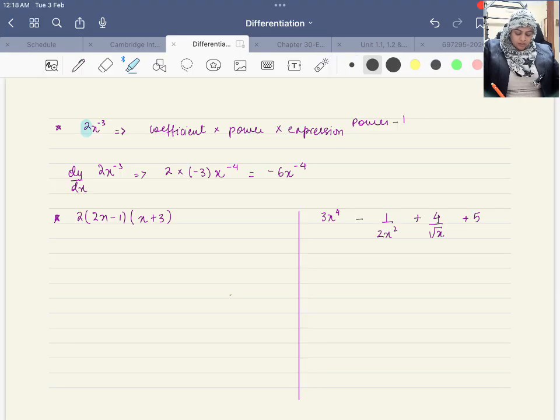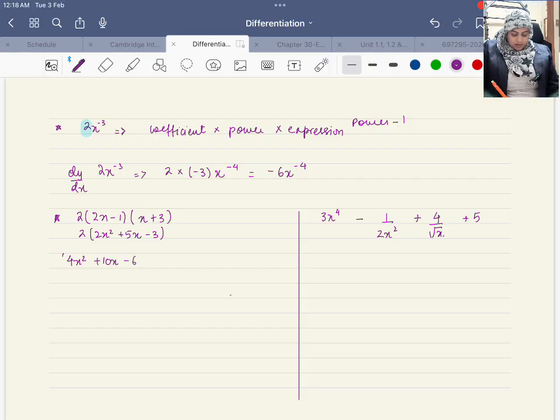Let's move ahead. Let's look at this expression. What do we do for this one and how do we differentiate this one? We first open this bracket, expand this bracket. 2 bracket 2x square plus 6x minus x is plus 5x minus 3. Now you bring the 2 inside. 4x square plus 10x minus 6. And now you differentiate it.